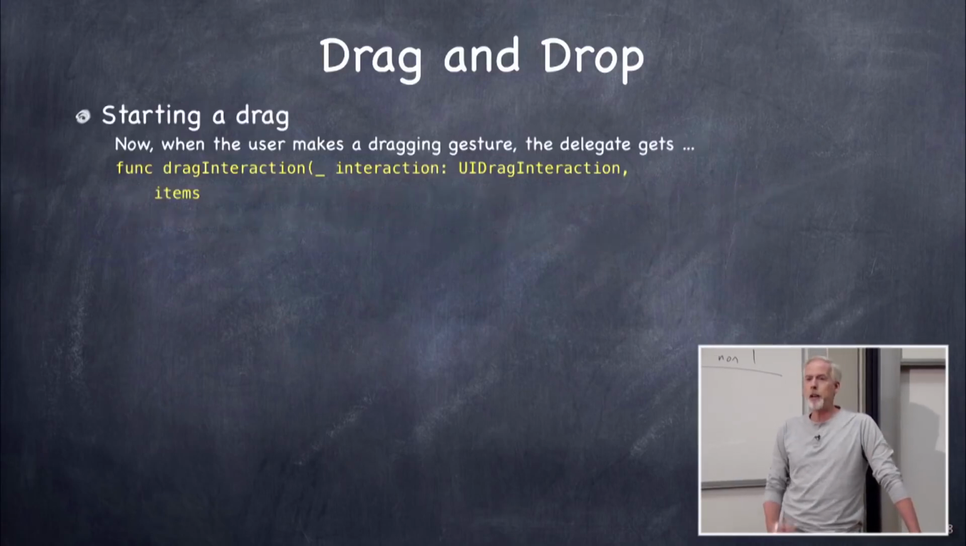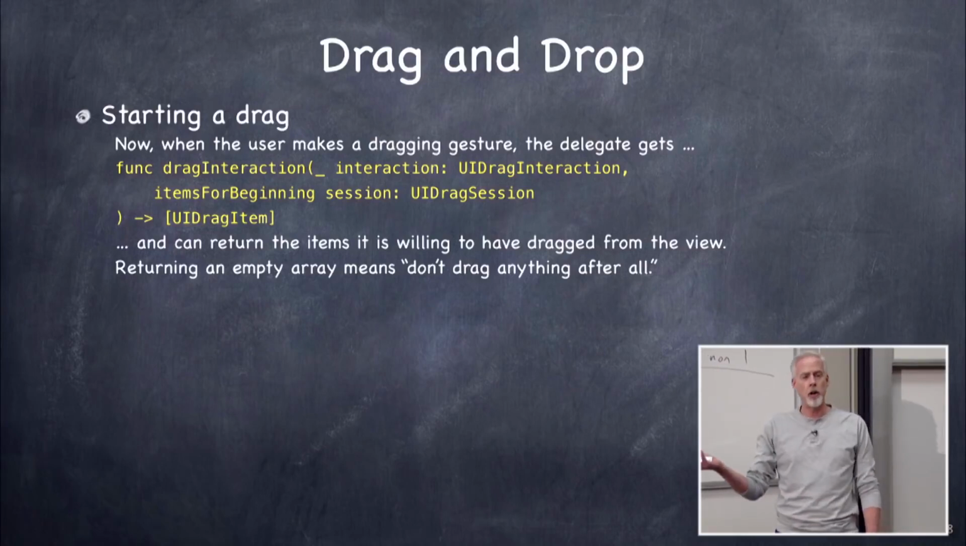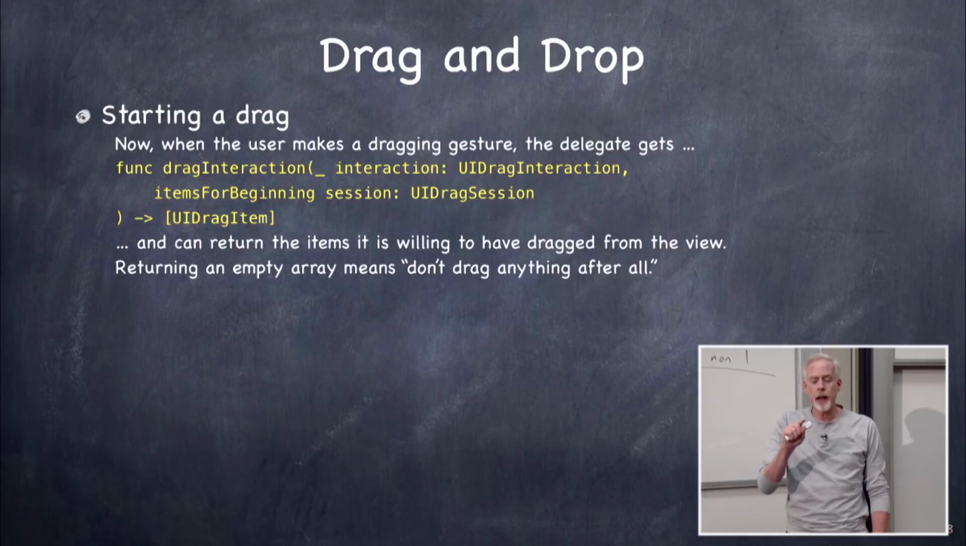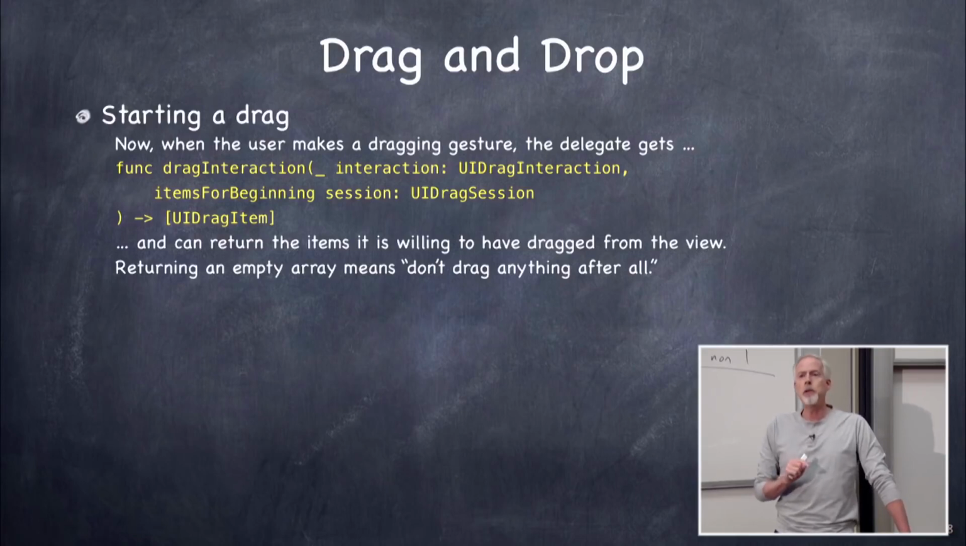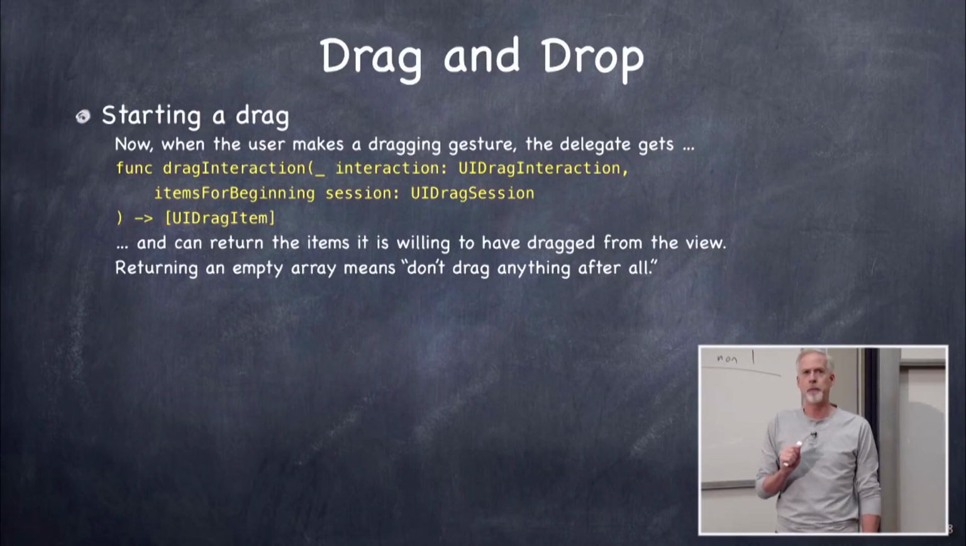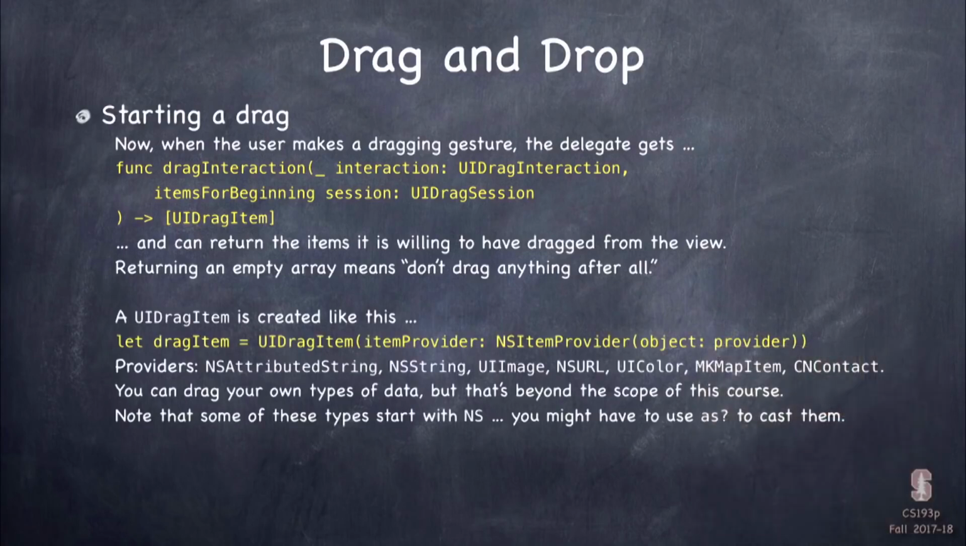Let's first look at being a drag person, a view that has something in it that you want to drag into other apps. Once you register that drag interaction on your view, then when the user does that long press and move, which looks like a drag, you're going to get this message, dragInteraction itemsForBeginning. And this is really simple. You're just going to return an array of the items you're willing to have dragged from your view. So what does a drag item look like? Well, a drag item really only has one important thing, which is what's called an item provider. Now, an item provider is just something that can provide the data that's going to be dragged.